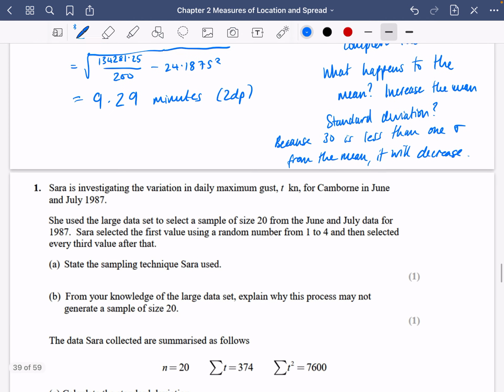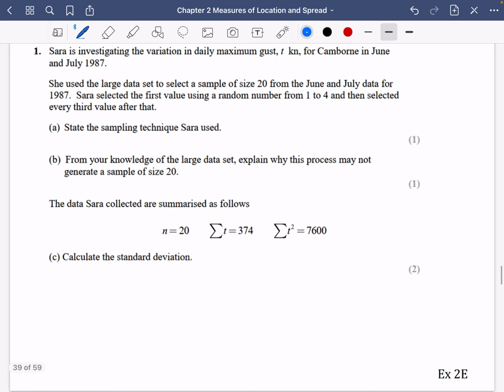Okay, so you have got a question here that I would like you to have a think about answering. This one you can't use the calculator at all. Have a go at doing this yourself. Pause the video and then we're going to do this one together and then you can try exercise 2E.